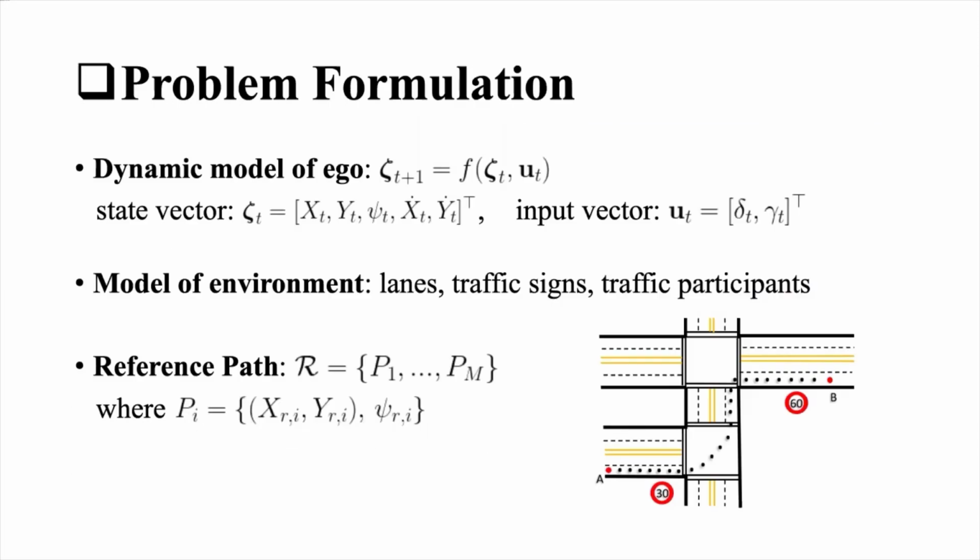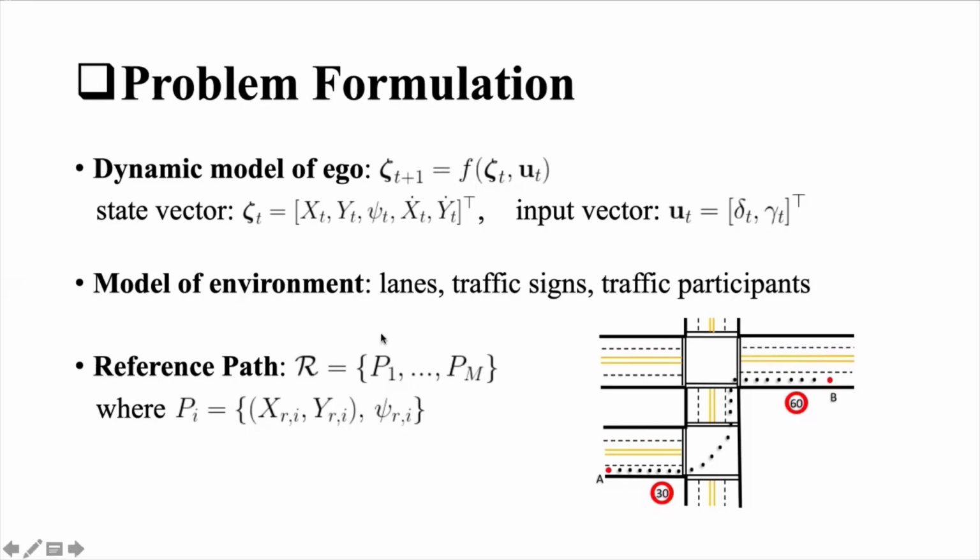To formulate the problem mathematically, we need to define some of the elements. So first of all, we refer to the autonomous vehicle as ego, and we consider discrete time continuous space models for dynamics of ego and other vehicles in the environment. And we assume the dynamic model of ego is given by such an equation here, where zeta is the state vector of ego, u is the control input, and f is a general function. And the state vector consists of the position of ego, its heading, and its velocity component. And the input vector consists of the steering delta and the throttle or braking gamma.